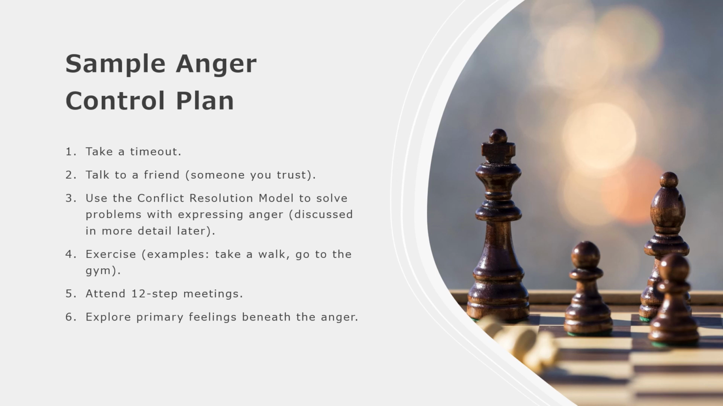So here's a sample anger control plan. It's literally on a sheet of paper. You're just going to write "My Anger Control Plan" and what techniques you are going to use to control your anger. So take a timeout needs to be the very first one. Another one could be talk to a friend, somebody you trust. You can use the conflict resolution model to solve problems with expressing your anger. You could exercise, like take a walk or go to the gym, attend a self-help group or 12-step meeting, or maybe sit and explore your primary feelings that are beneath the anger. These are all effective tools in managing our anger.